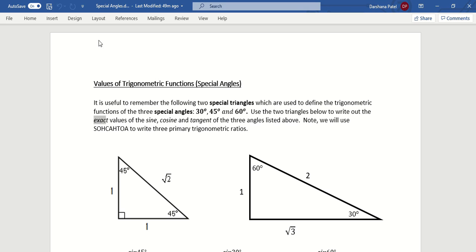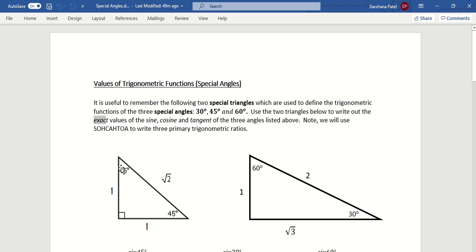We use the two triangles below to write out the exact values of the sine, cosine and tangent of the three angles listed above. Note that we will use SOHCAHTOA to write three primary trigonometric ratios. So let's look at these two triangles.